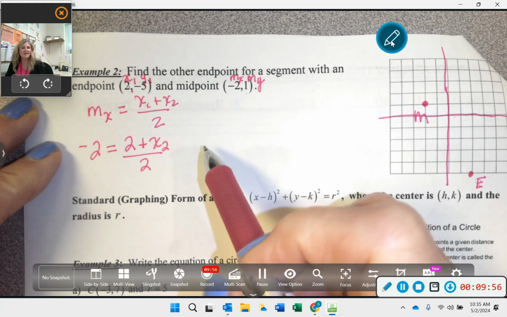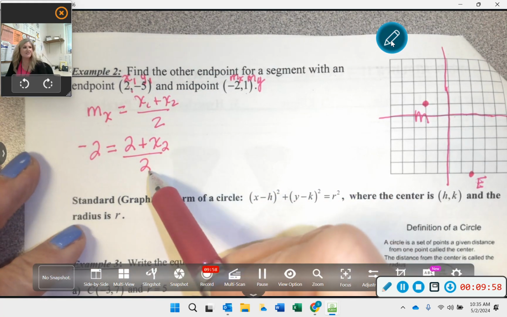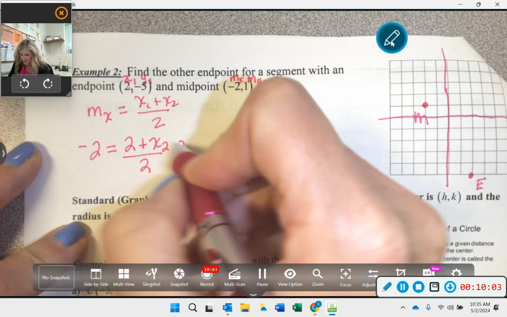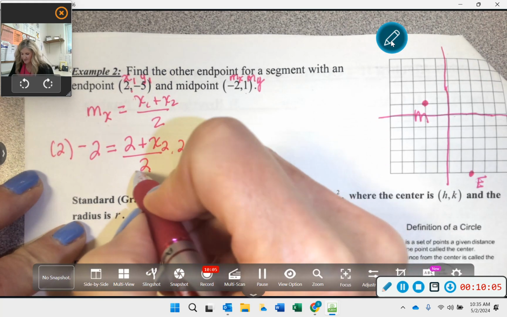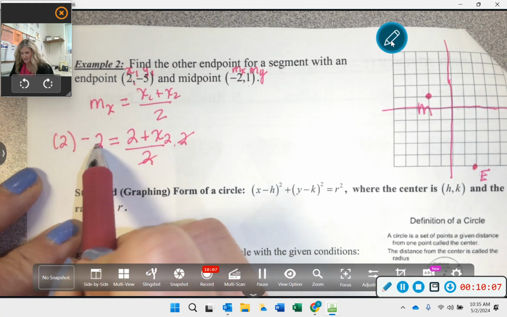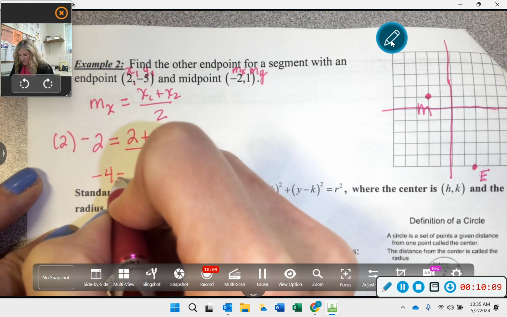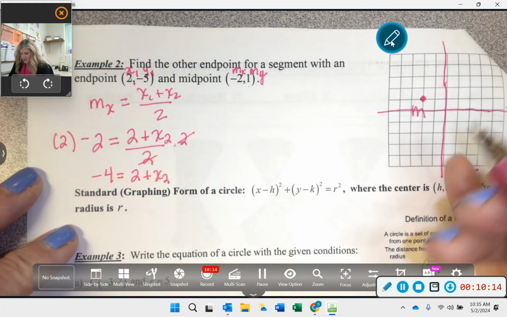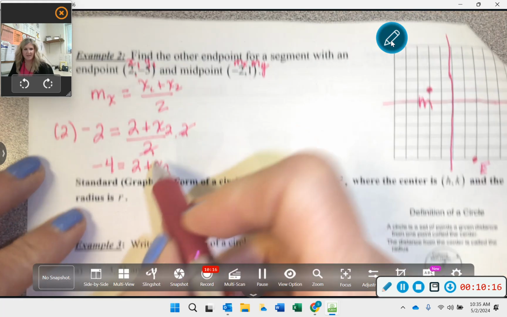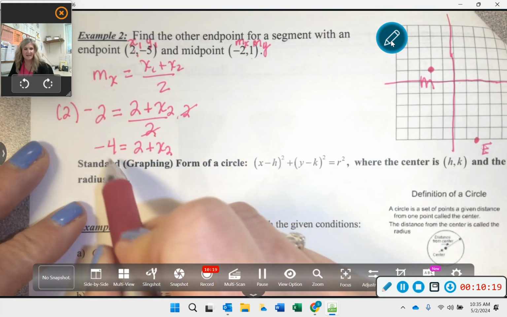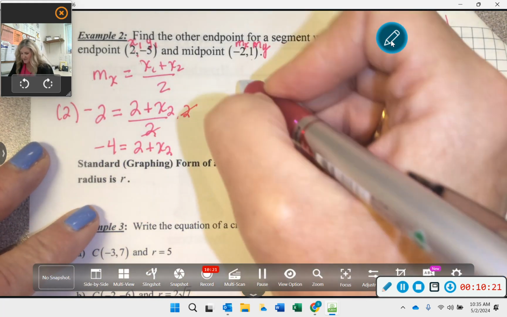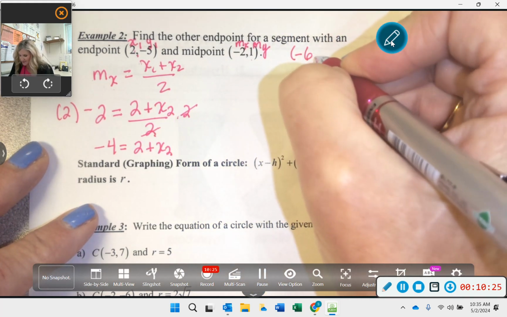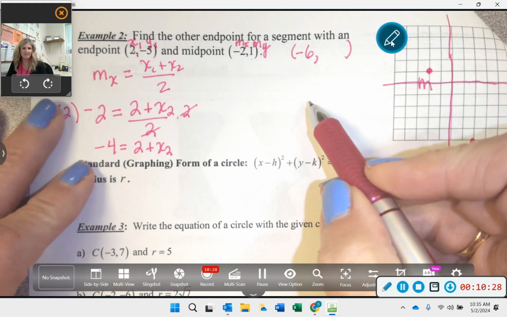How do we undo division of 2? Times 2. So now 2 times -2 is -4 equals 2 plus x sub 2. So what is that coordinate going to be then if I solve this for my second x? -6. So my other point is going to be -6 comma something.